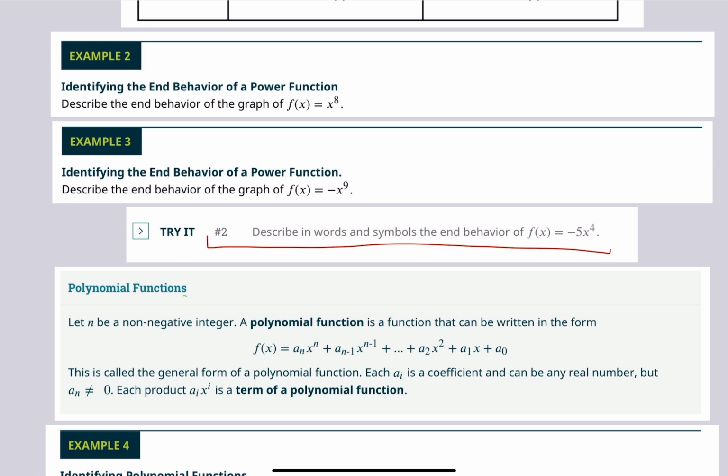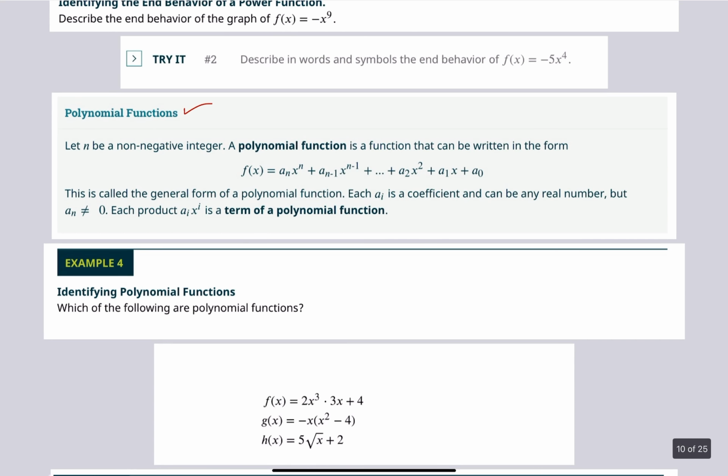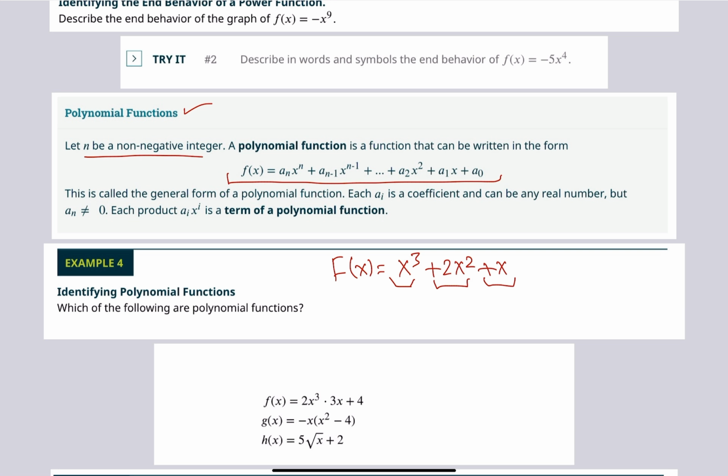All good? Okay. Let's move on to polynomial functions, which is very, very simple. You see this every single day. Let me give you an example before we look at any of this. Let's say f of x equals 2x cubed plus 2x squared plus x. This is a polynomial function. It's a function in terms of x. And all the powers are non-negative integers. That's it. Do you see any negative numbers as a power?